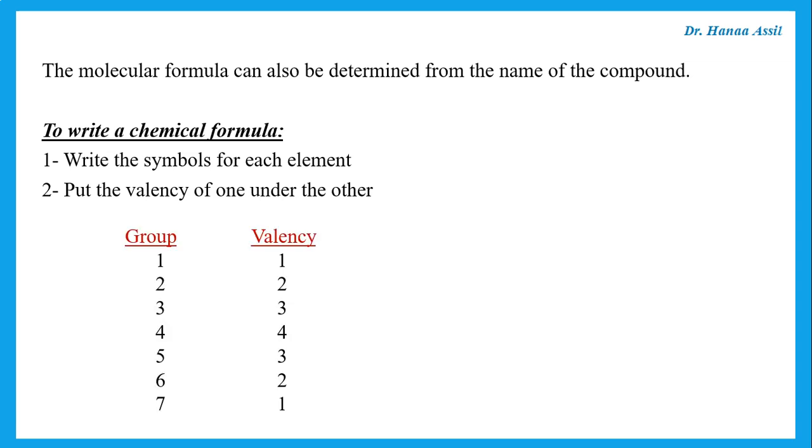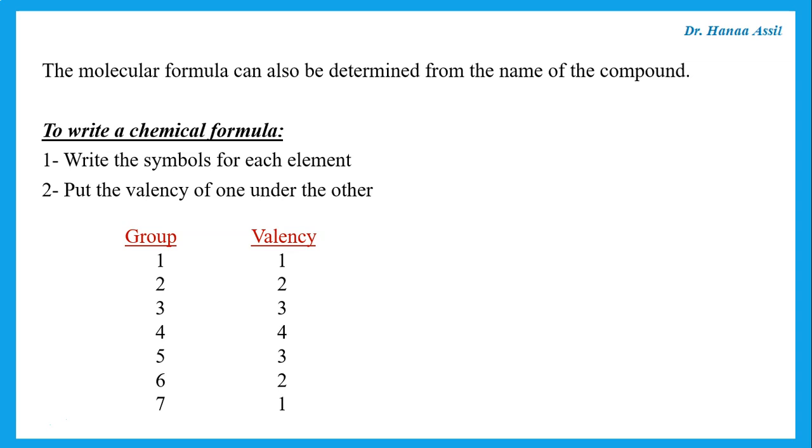So what is the valency? Anything in group 1 would have valency 1. Valency is the number of electrons lost or gained in order to have a full outer shell. So anything in group 1 has 1 electron in its outer shell. It needs to lose 1, so its valency is 1. Anything in group 2 has 2 electrons in its outer shell. It needs to lose these 2 electrons, so its valency is 2. Also, anything in group 3, valency 3.